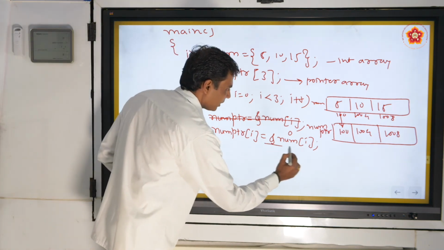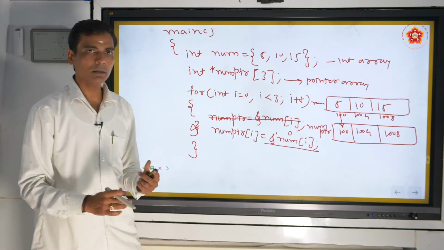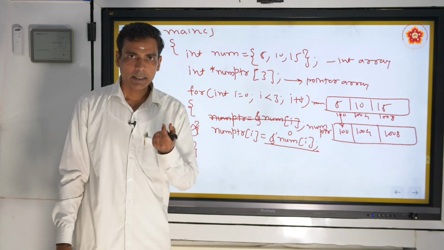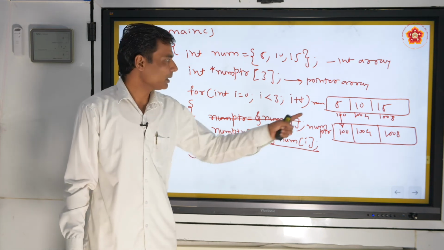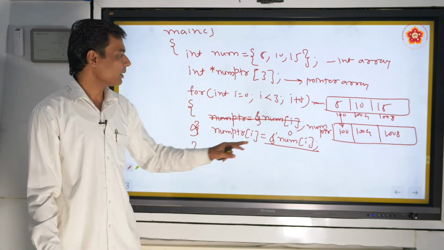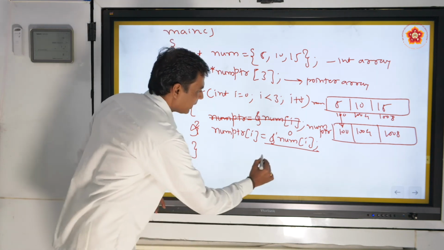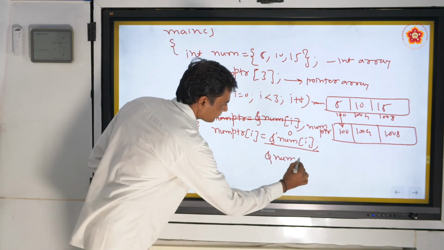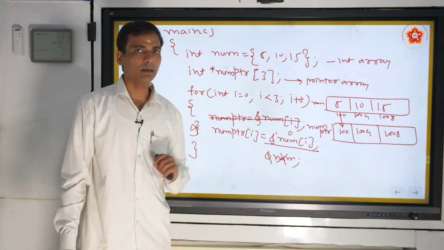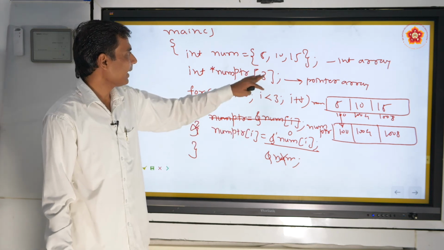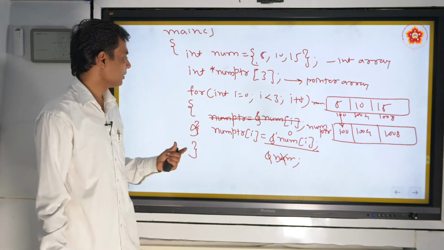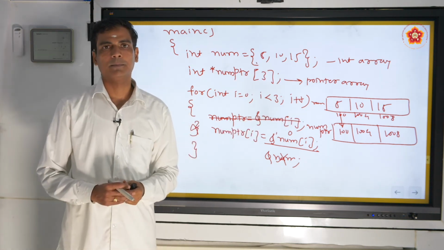Don't be confused about how we are using the address operator. It is needed because num stores only the address of the initial element, the base address, but we want to assign the addresses of the other elements also. That's why address of num of i. You cannot write simply address of num, but this is the correct way. This will assign the address of each individual array element to the pointer array.